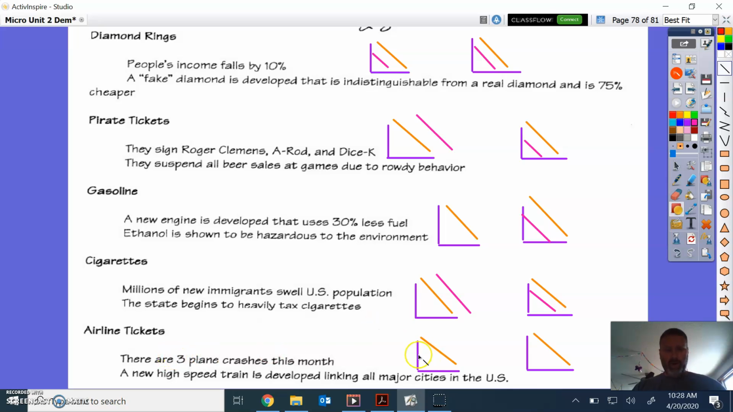There are 3 plane crashes this month. No, I ain't flying. A new high-speed train is developed linking all major cities. No, I ain't flying. Okay, so it's been about 11 minutes. Hopefully you get this. If you have any questions, hit me up during office hours. But this is how we move the curve in and out. Questions, hit me up. Go Tigers.